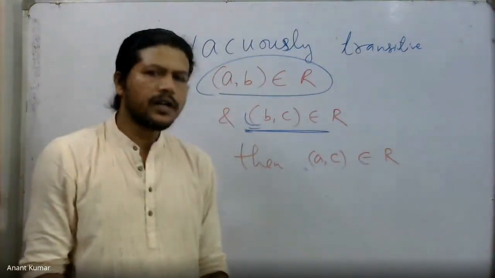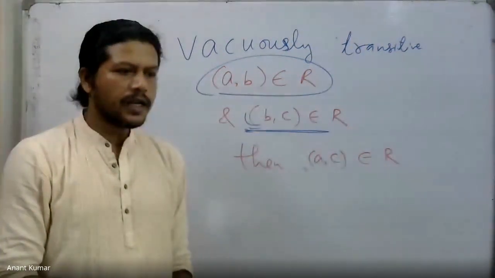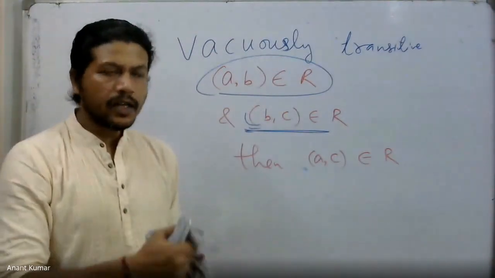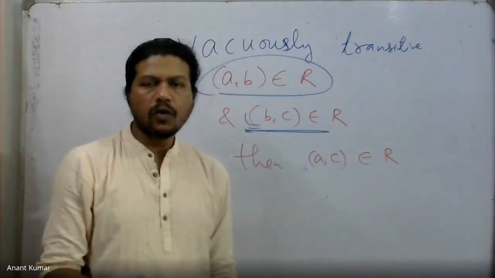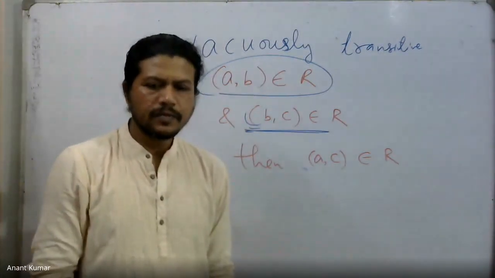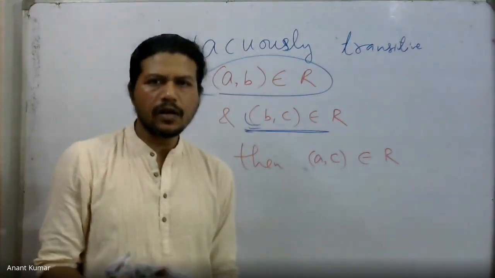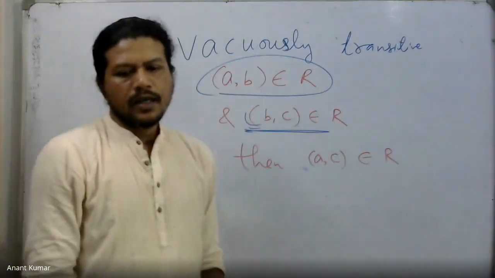We shall take it to be transitive, even if it's vacuously transitive, implying that even if I do not get the second pair, we do not have any contradiction to the definition, and that is why we're going to take it as transitive. So basically, if something is not contradicted, it is transitive vacuously. Is it fine?